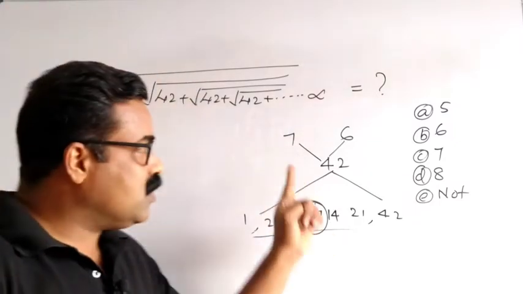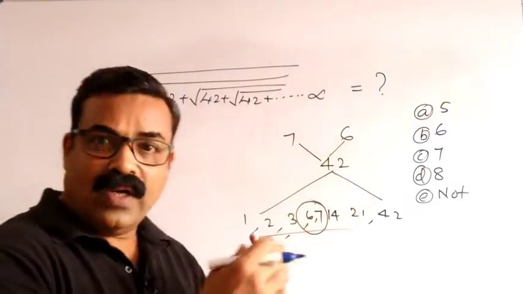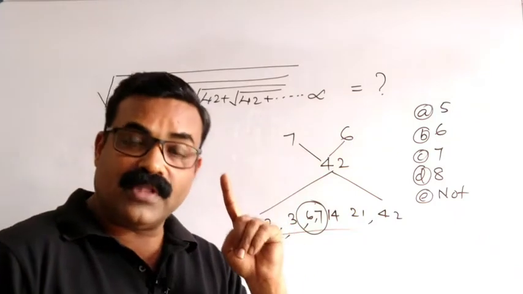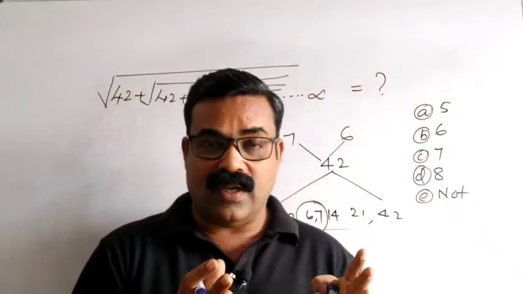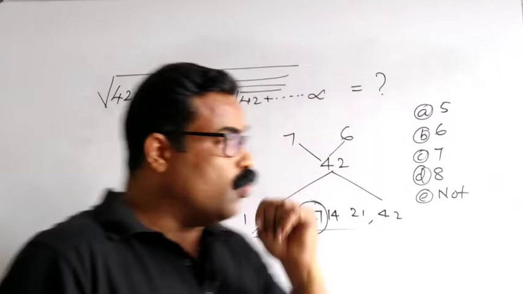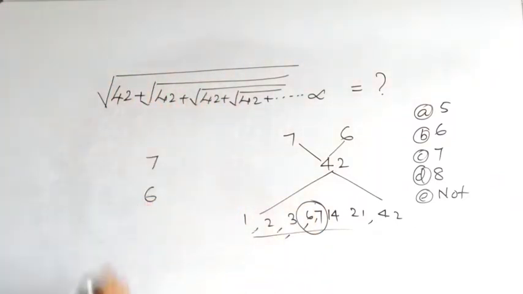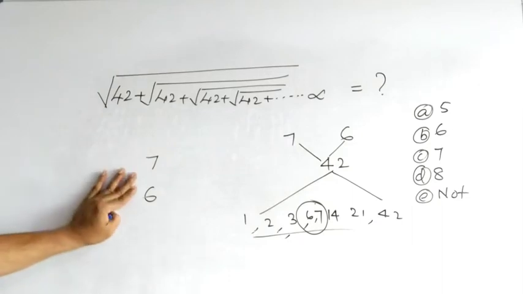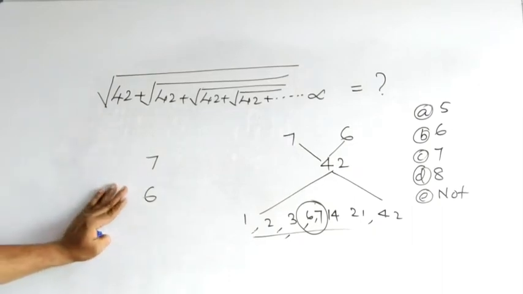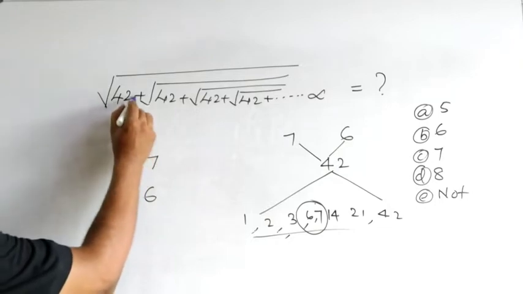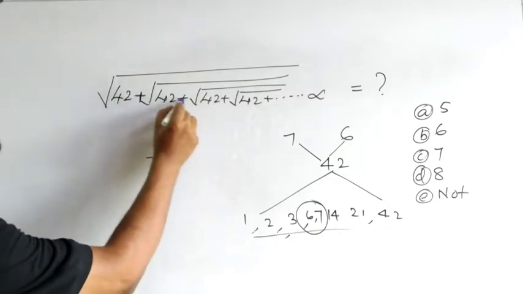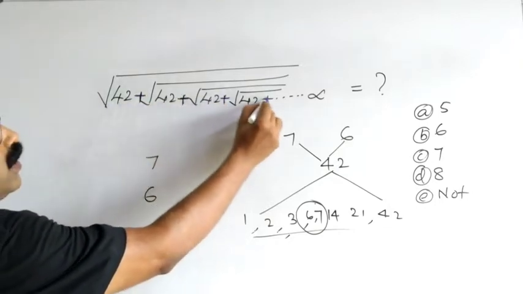So 7 and 6, we have taken two factors, and the difference between the selected factors is 1. Between 7 and 6, what is the difference? 1. So you have to select the factors accordingly. The difference should be equal to 1. So I have taken 7 and 6. This is the first step we have to do: select the factors in such a way that the difference is equal to 1. And now see the question, what is the symbol given? Here it is plus, here it is plus, here it is plus, here it is plus.